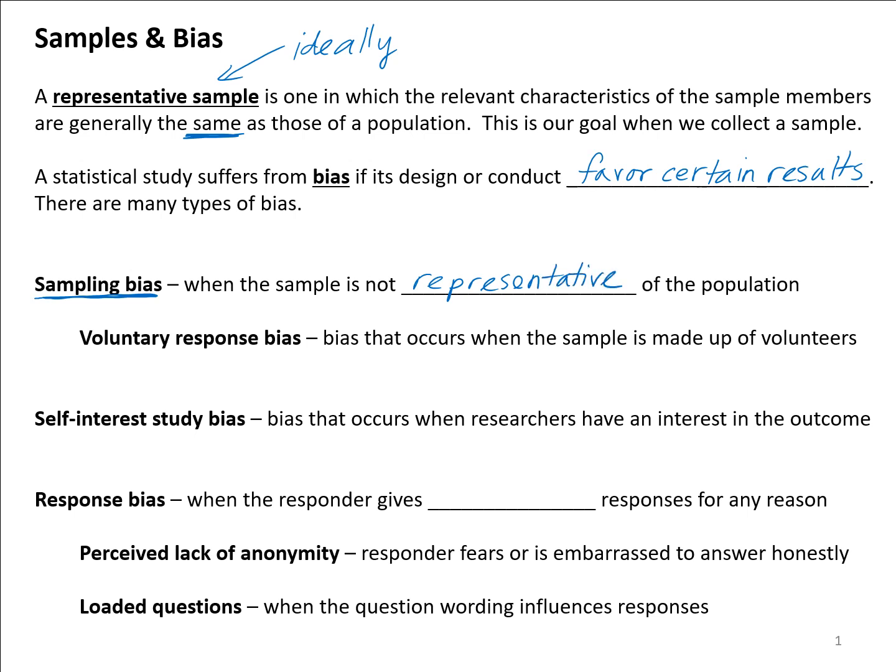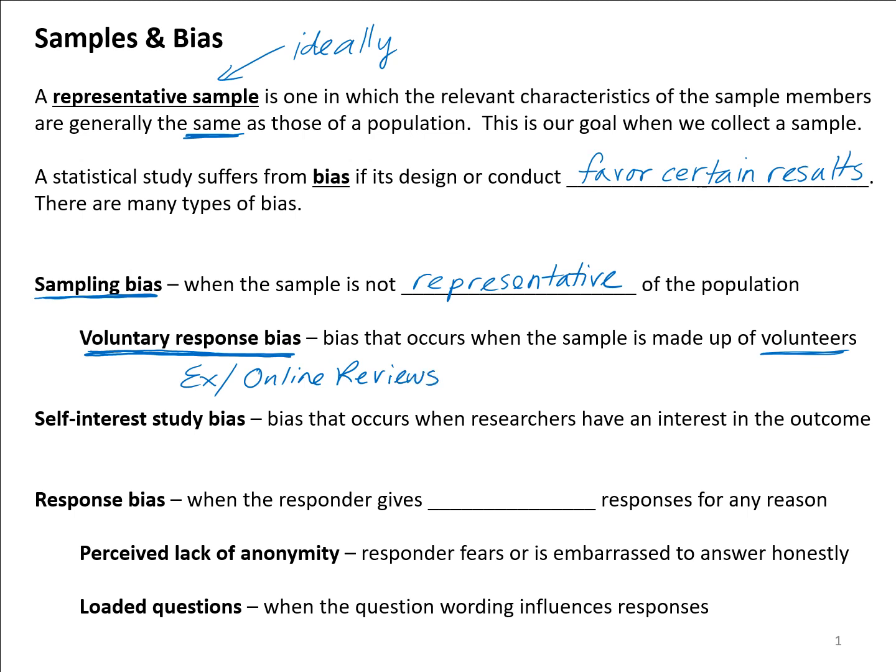This can come up in many ways, but one way that it can come up is when you have volunteers answering your surveys. This would be called voluntary response bias. Voluntary response bias occurs when the sample is made up of volunteers. A good example would be online reviews. Online reviews are often voluntary.